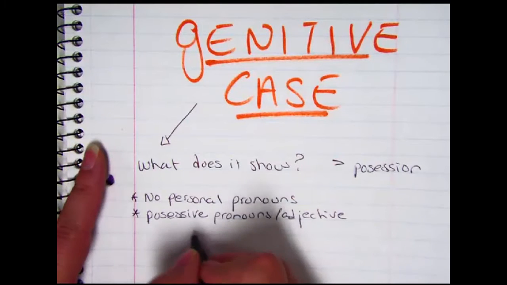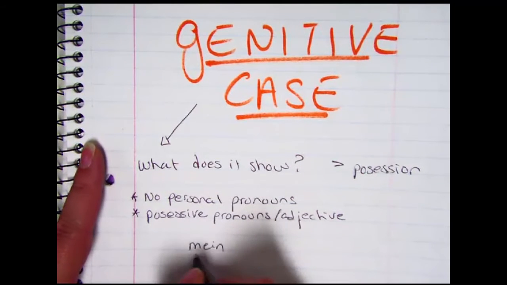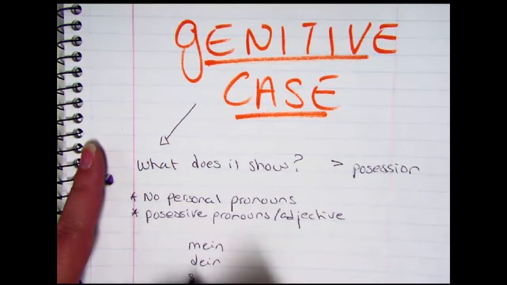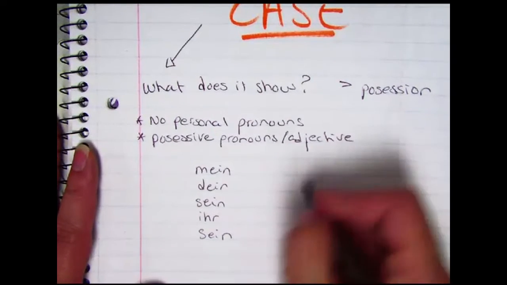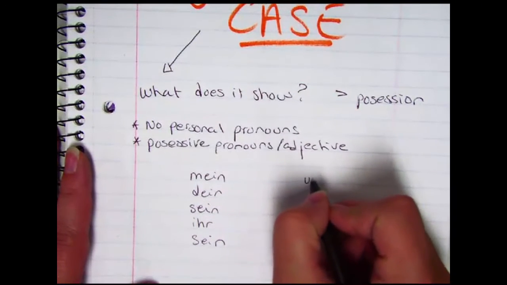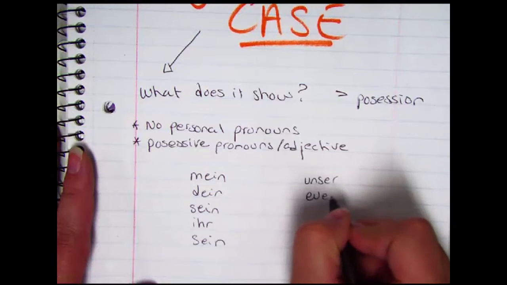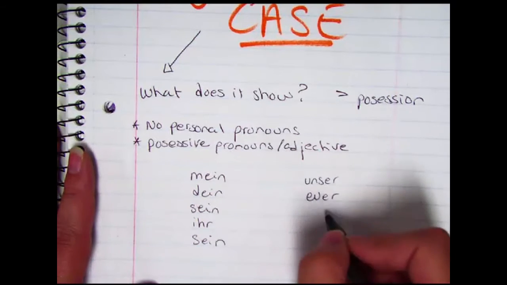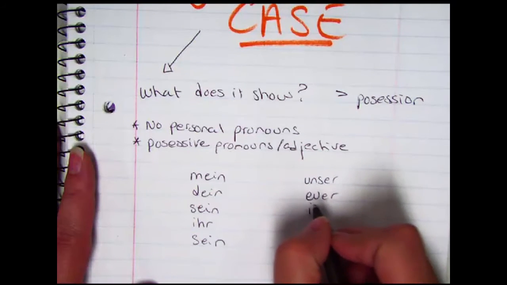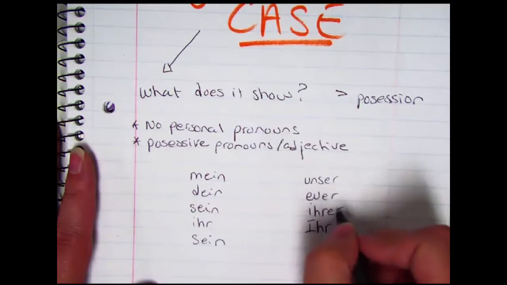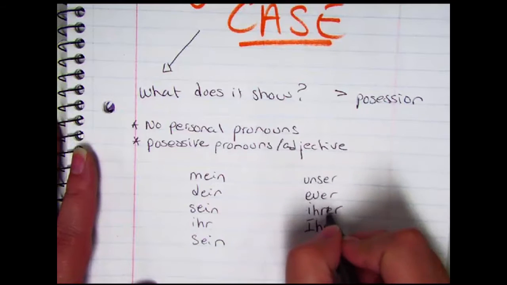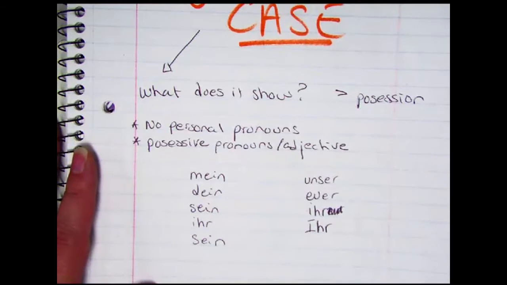So those are words like mein, dein, sein, ihr, and sein on the singular side. Let me move that up for you. And on the plural side, that was unser, euer, and ihre. Ignore that er, I'm sorry, I already added an adjective ending to it. So just ihr, and ihr.